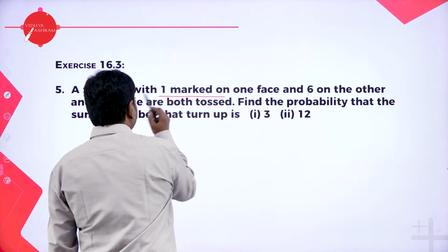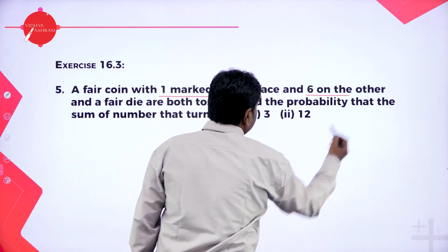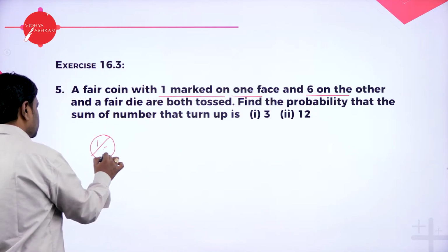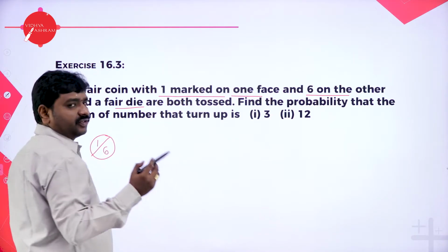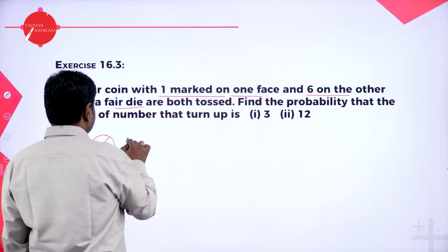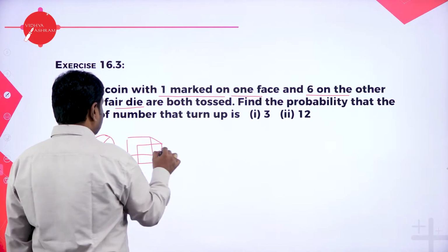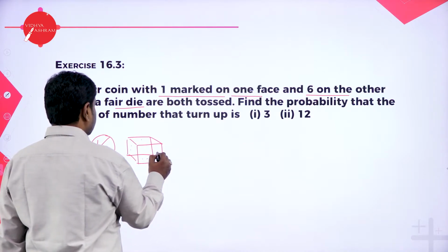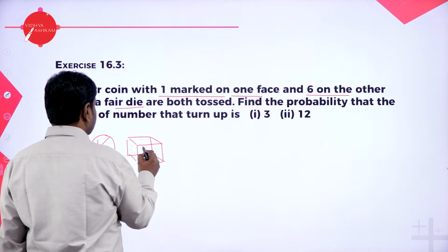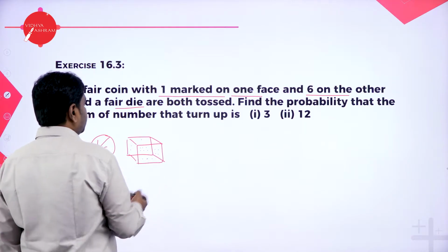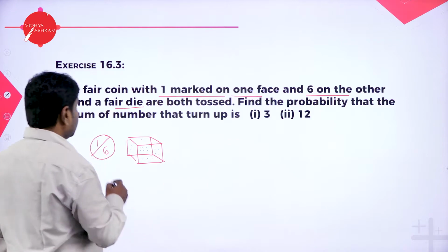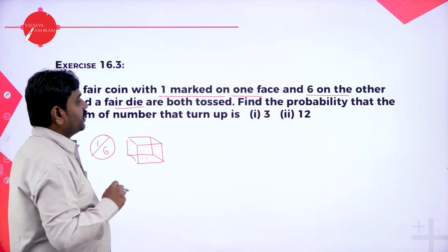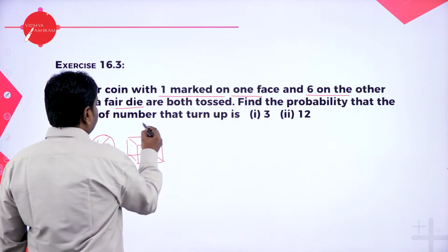Now, a fair coin with 1 marked on one face and 6 marked on the other face. We have a coin, for which one face is 1 and the other face is 6, and a fair die. You know, a die will have 6 outputs. Both are tossed, so one coin and one die. A fair coin and a fair die. The coin has 1 on one side and 6 on the other side. It is not head and tail. Now find the probability that the sum of the numbers, when both are tossed.